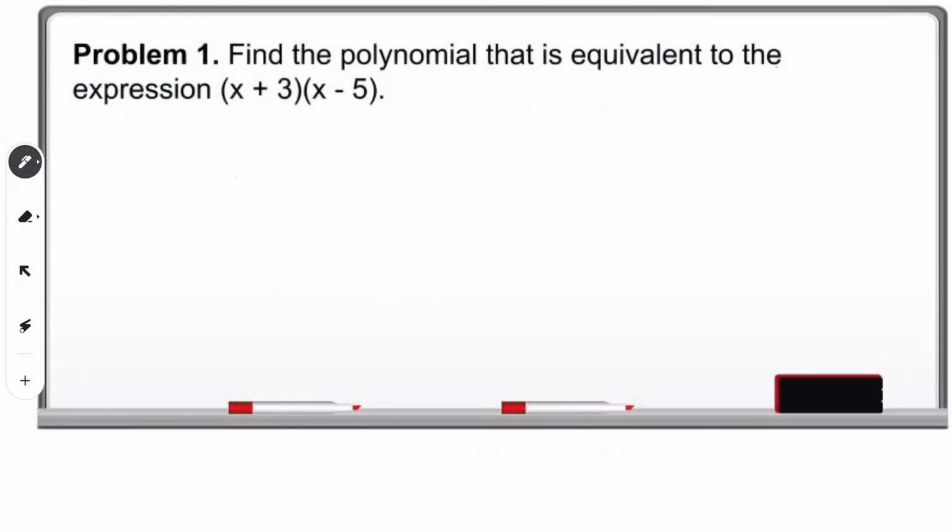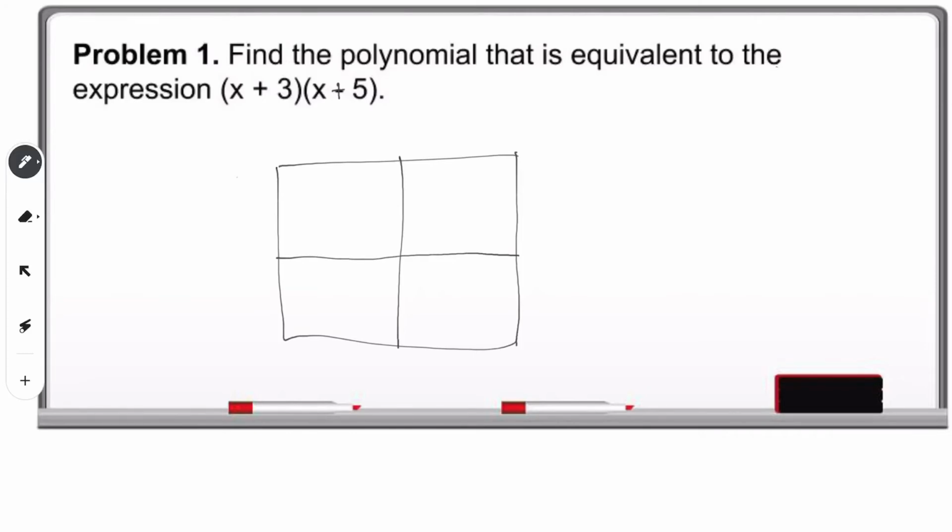So, starting with our first problem: find the polynomial that is equivalent to the expression x plus 3 times x plus 5. Remember again in the learning target, I said I'm teaching you the box method first. To do that, we have to take a big box, and inside of the box, we draw a T.